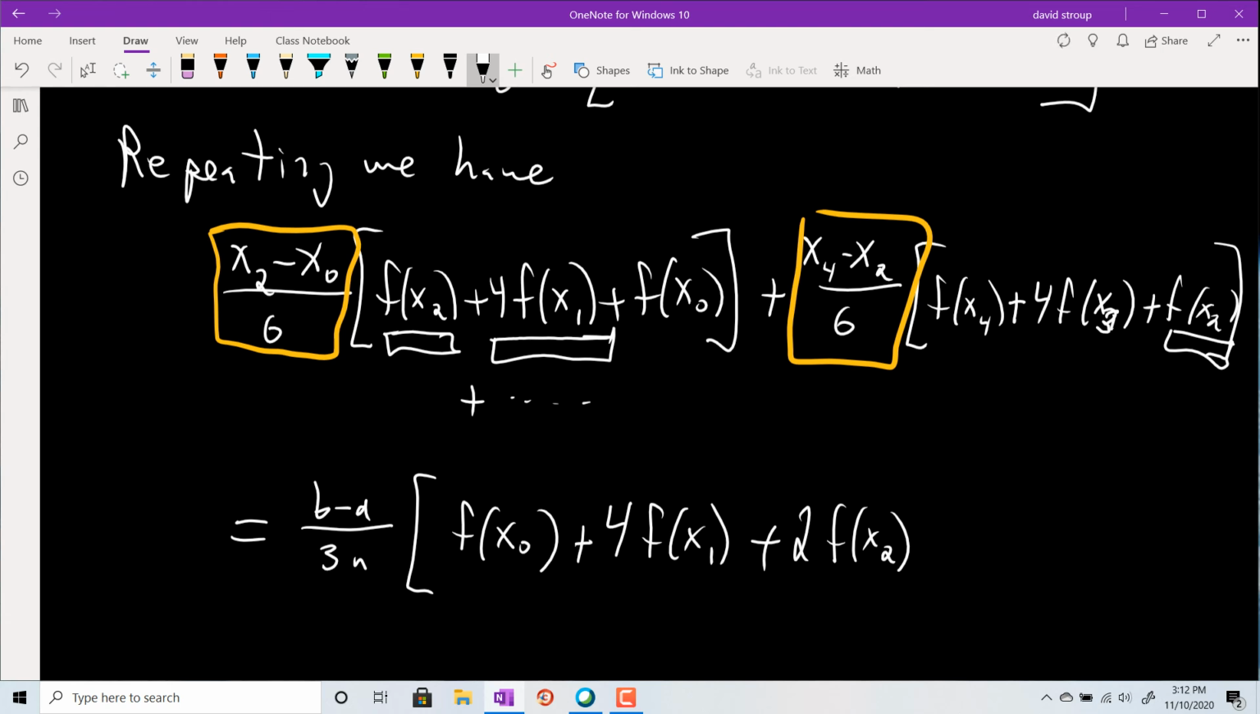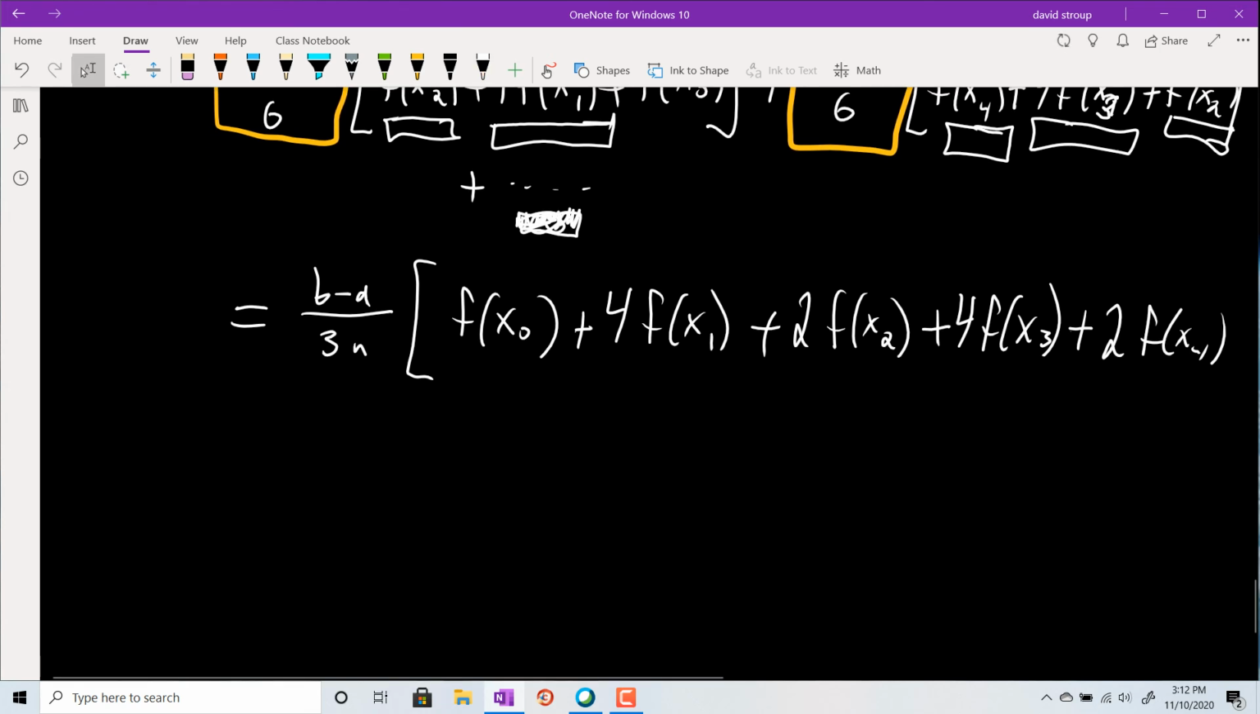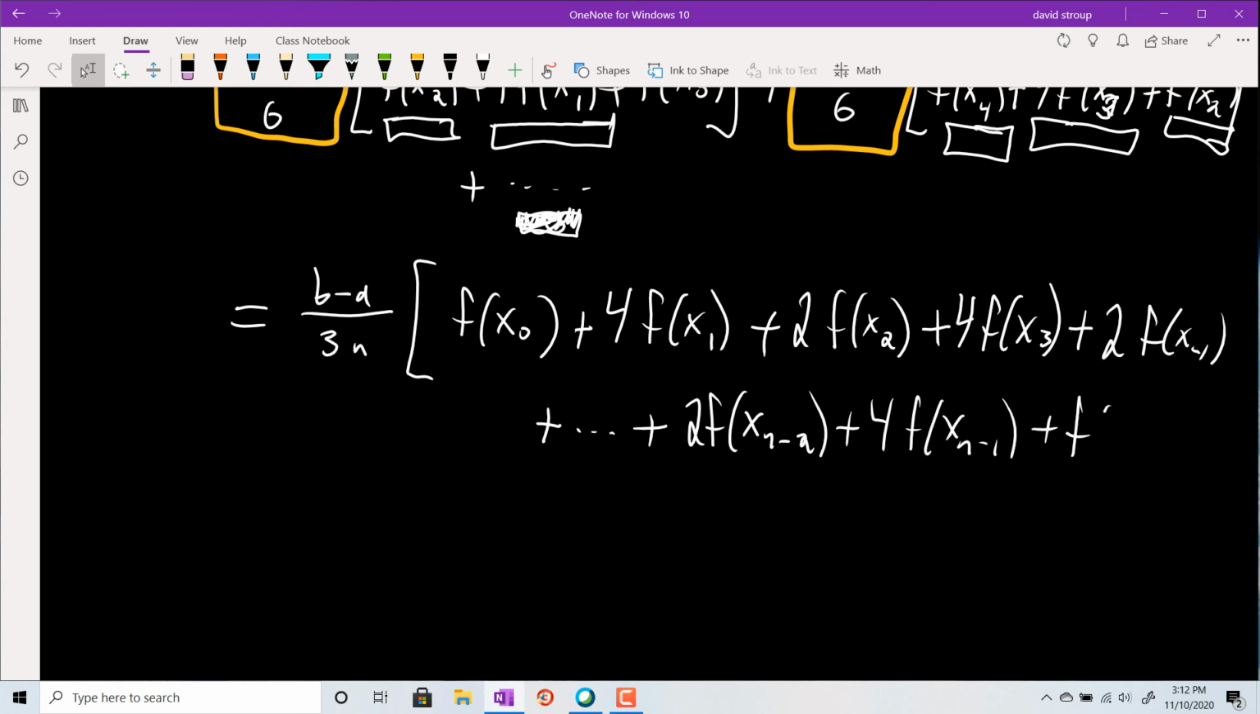And then there's going to be more bunching eventually, but we'll have what? The 4 times f of x sub 3, and then some bunching for the f of x sub 4. So there'll be 1 f of x sub 4 here, and then there's going to be another f of x sub 4 in the next area that we're adding in. So there would be 2 f of x sub 4. The long story short is that this pattern continues. So you'll have plus dot dot dot plus 2 f of x sub n minus 2 plus 4 f of x sub n minus 1 plus f of x sub n.